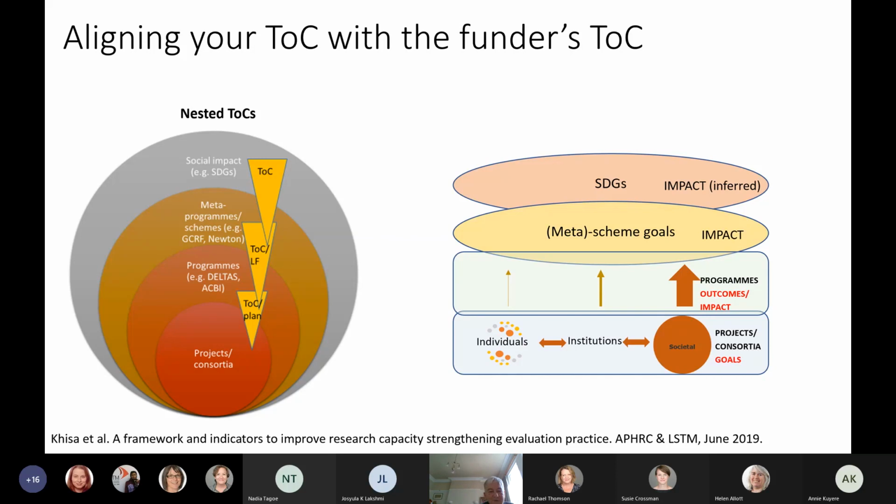And so if we look at the left-hand circles, if you look at the bottom one, that's your project or your consortia, and you've got a plan and a theory of change, which is the orange triangle. And that might lead into the bigger program. So it will align with what the funders have written for their theory of change in the bigger program. And as you can see, you go up through the levels. So your theory of change reflects what the funders' theory of change also says. So pick up some of their words, maybe use the same structure for your theory of change as they've used for theirs.